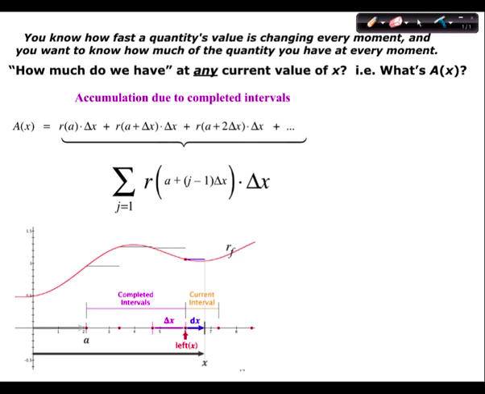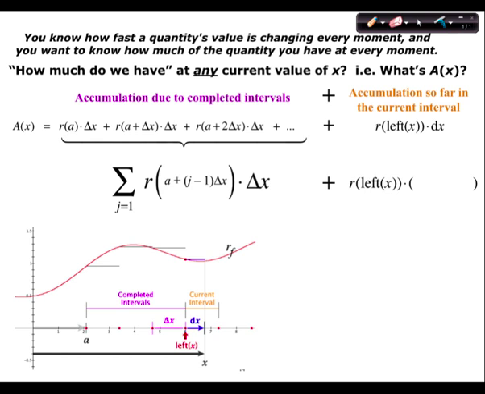Okay, so the accumulation due to the completed intervals plus the accumulation so far in the current interval. How do we define that? What's the accumulation so far in the current interval? How do we get that? R of left x times delta x, times dx. Okay, and so what is dx?